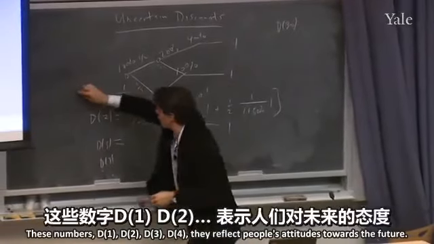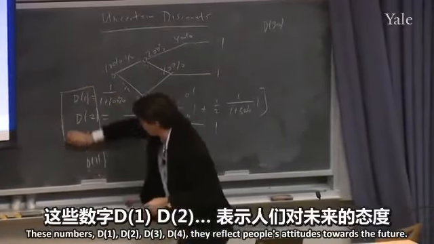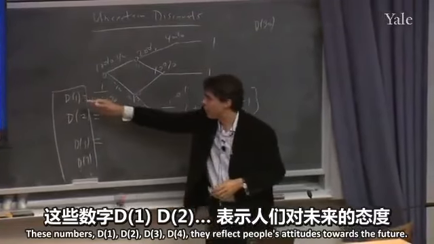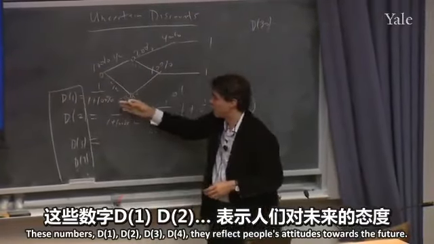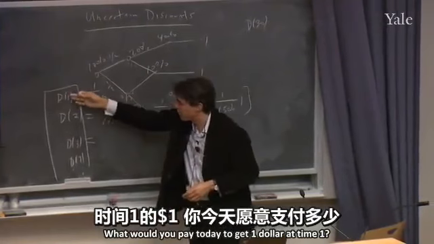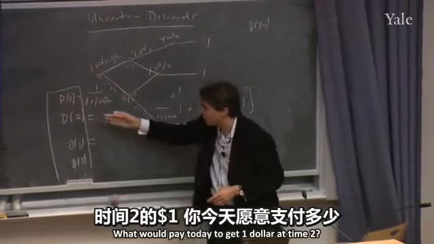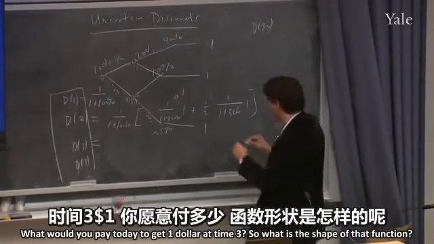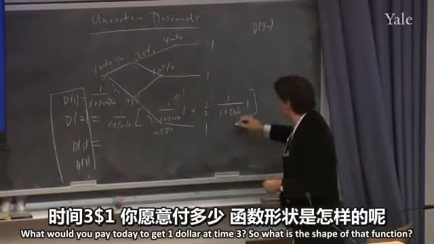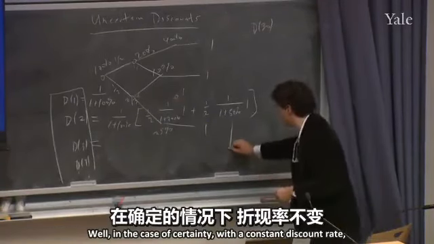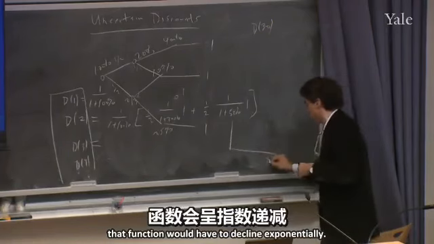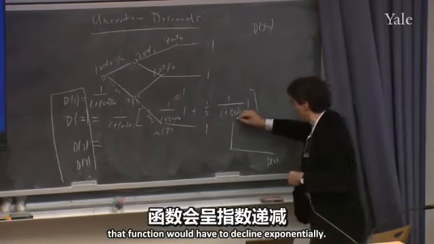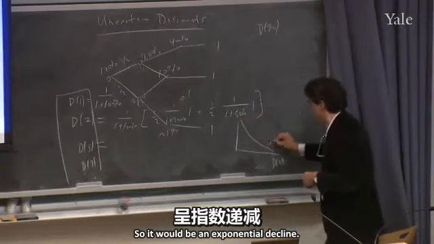These numbers, D1, D2, D3, D4, they reflect people's attitudes towards the future. What would you pay today to get $1 at time 1? What would you pay today to get $1 at time 2? What would you pay today to get $1 at time 3? So what is the shape of that function? Well, in the case of certainty with a constant discount rate, that function would have to decline exponentially. Okay, so it would be an exponential decline.